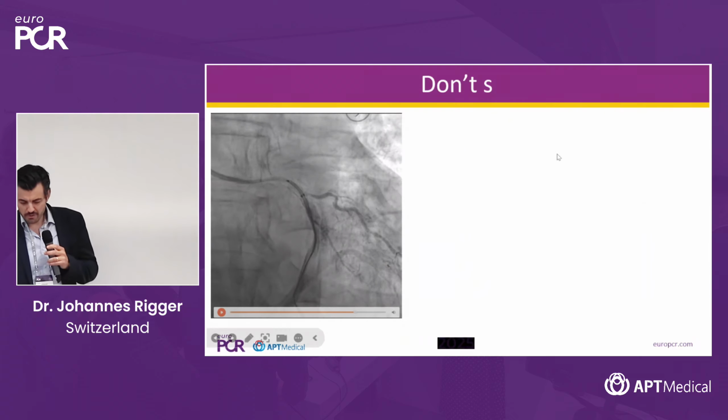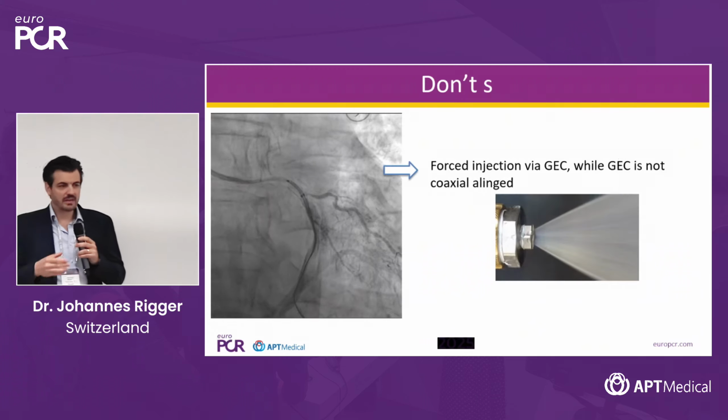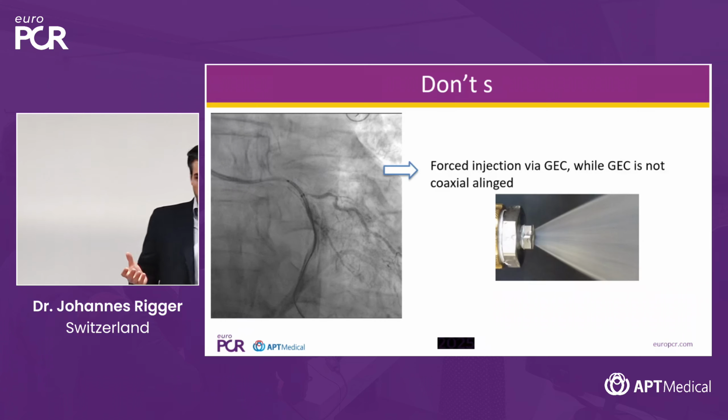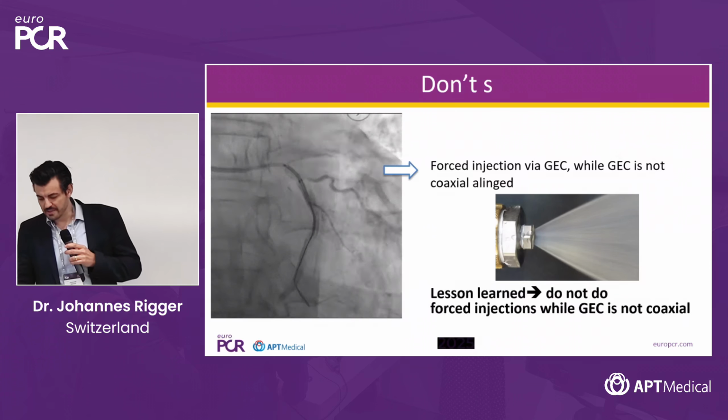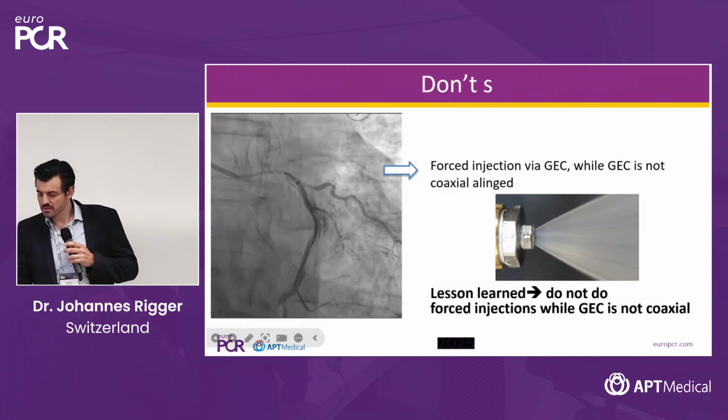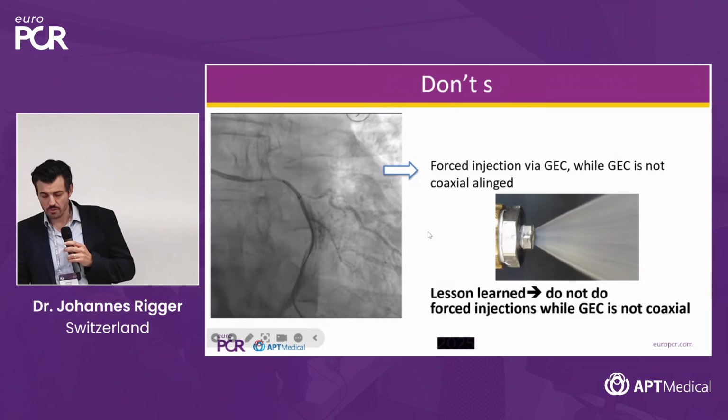You should not do forced injection while the guide extension is not co-aligned to the vessel. It'll actually end up like a water pipe. You blew up the whole vessel, the vessel wall. But this is not the way how we should use them.